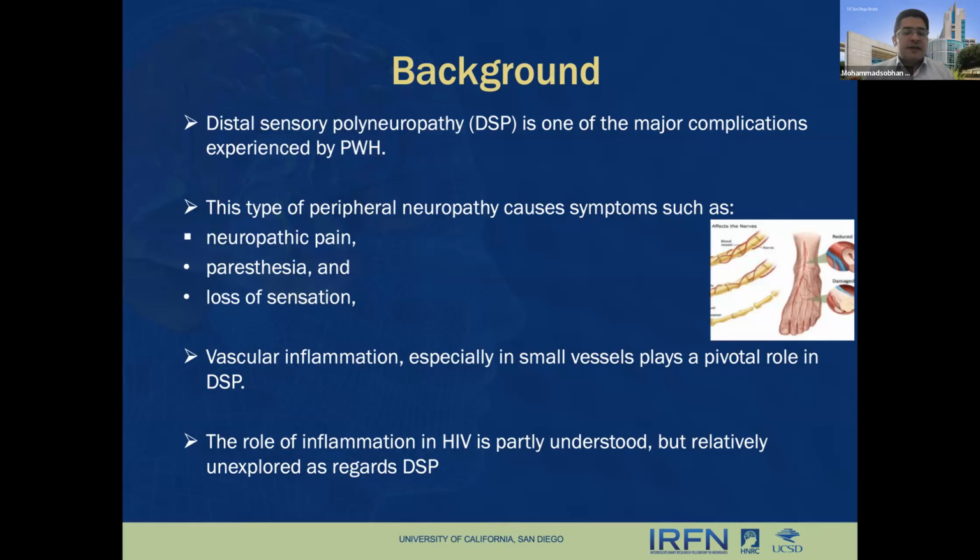And we all know that HIV is associated with a hyperinflammatory status and immune dysregulation, which leads to endothelial dysfunction and microvascular injury that can result in insufficient blood flow and ischemia that may contribute to nerve damage and dysfunction, and to immune and neuroinflammatory states or disorders. The role of inflammation in HIV is partly understood, but relatively unexplored as regards distal sensory polyneuropathy.